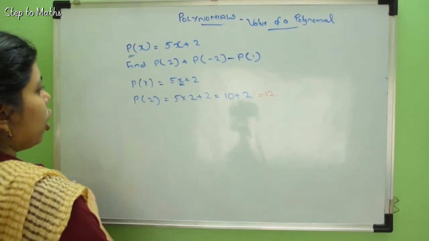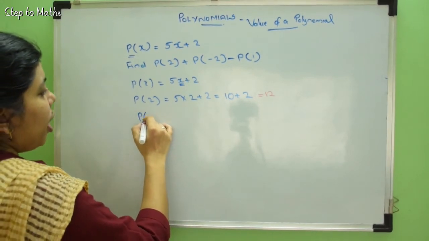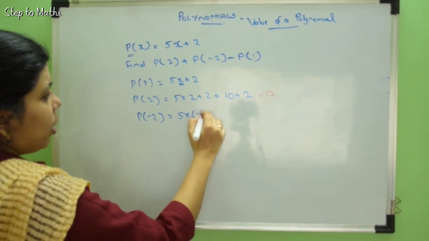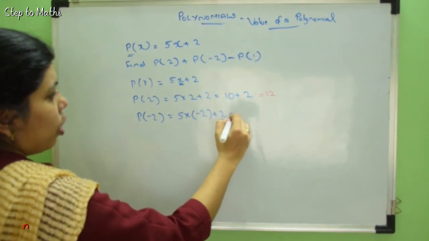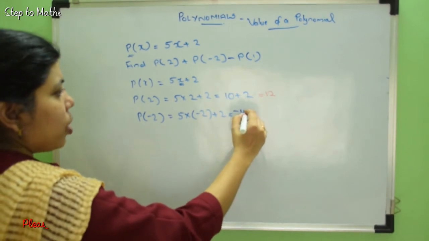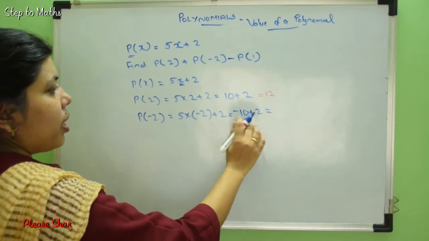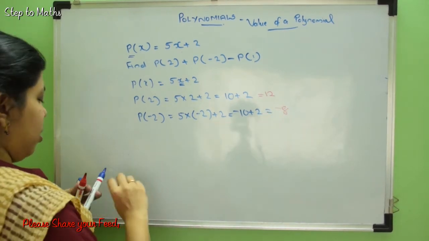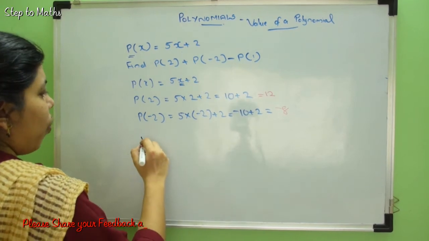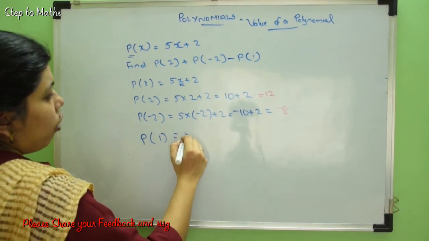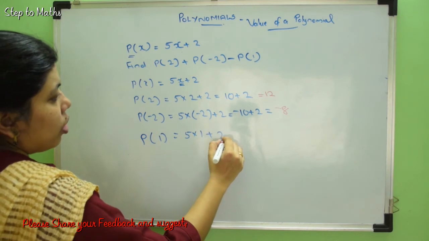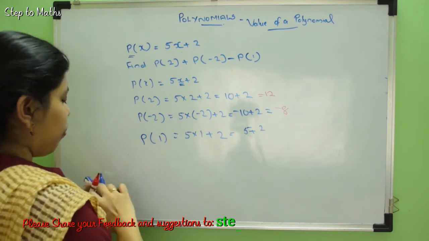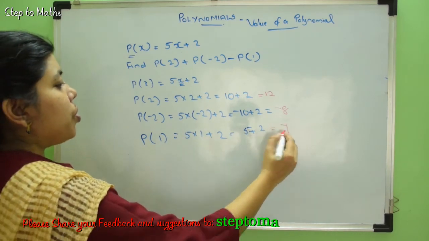Next is p of minus 2: 5 into minus 2 plus 2, 5 into minus 2 is minus 10, plus 2. Minus 10 plus 2 is minus 8. Let's find the value of p of 1. P of 1 is equal to 5 into 1 plus 2, that is 5 plus 2, equal to 7.